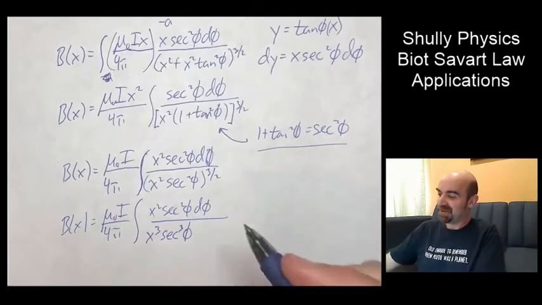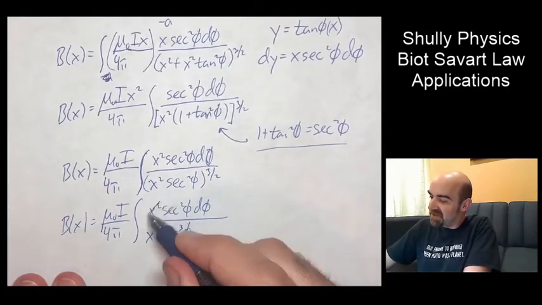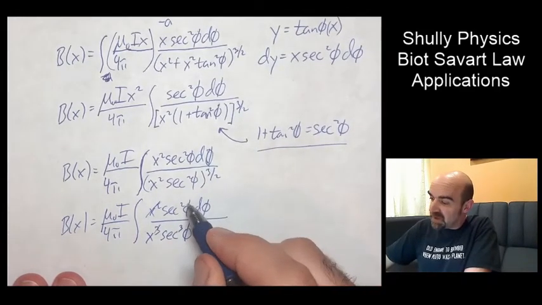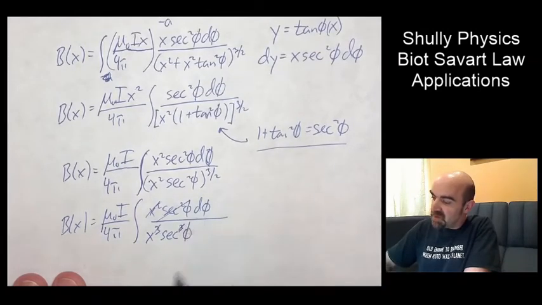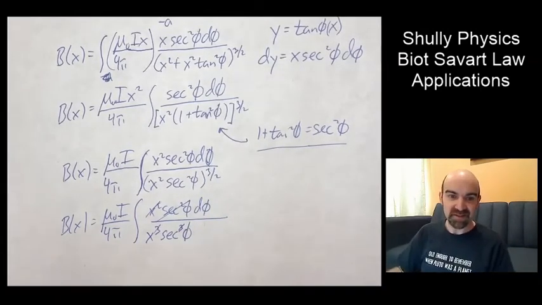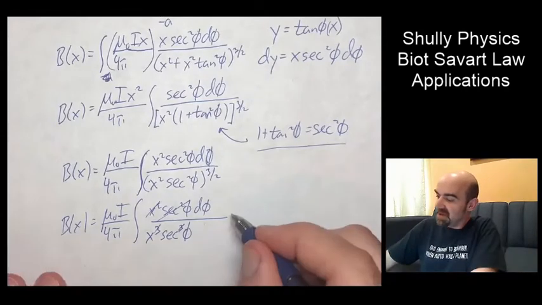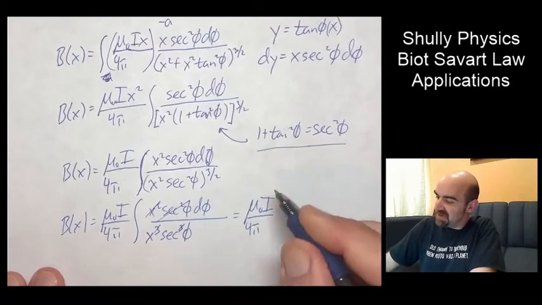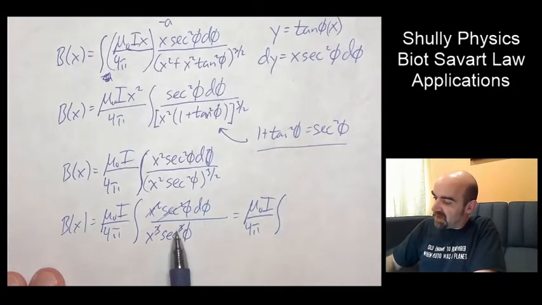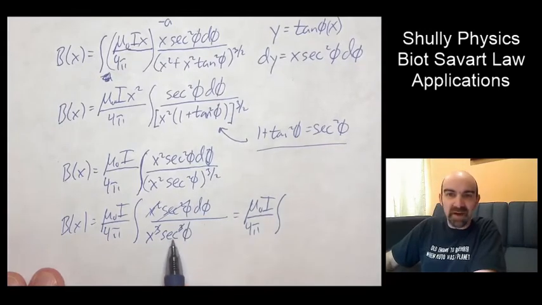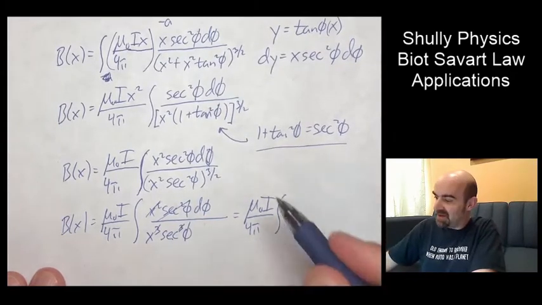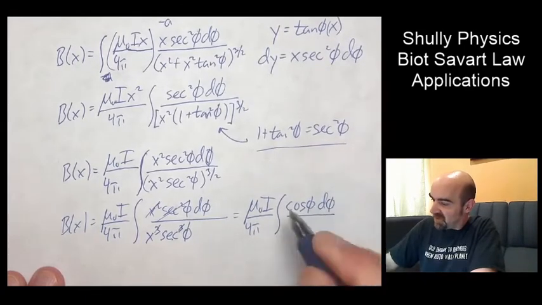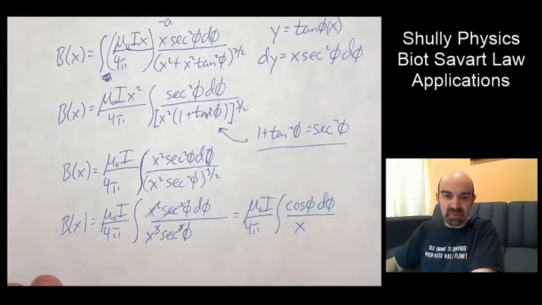Now I hope you see where we're going with this. We get some cancellation going on here. X squared. Get rid of 2 of those x's on the bottom. And the secant squared reduces down to 1 over x secant phi d phi. So this significantly improves our situation. And 1 divided by secant is cosine. And we can't forget that x on the bottom.